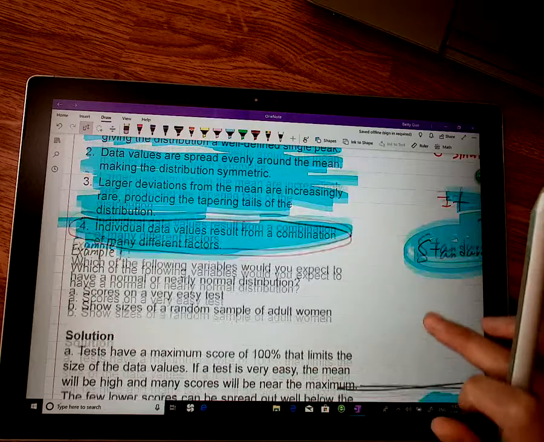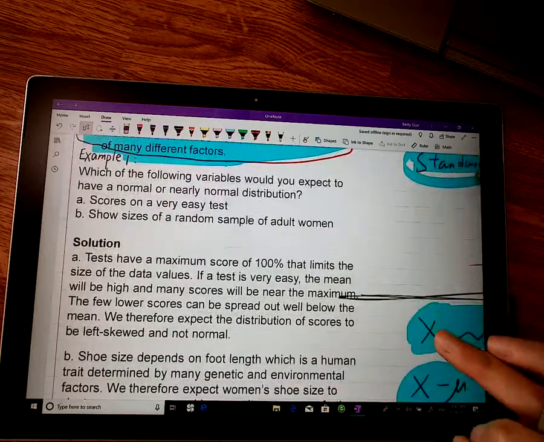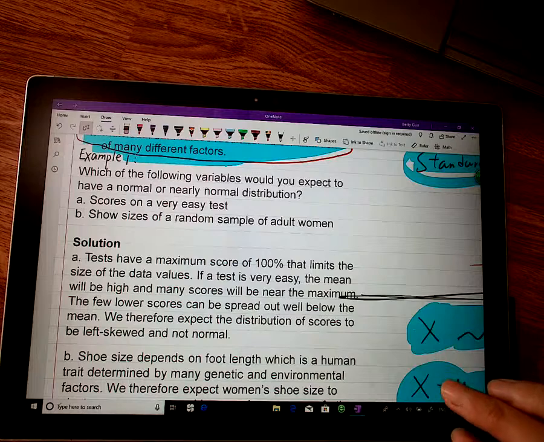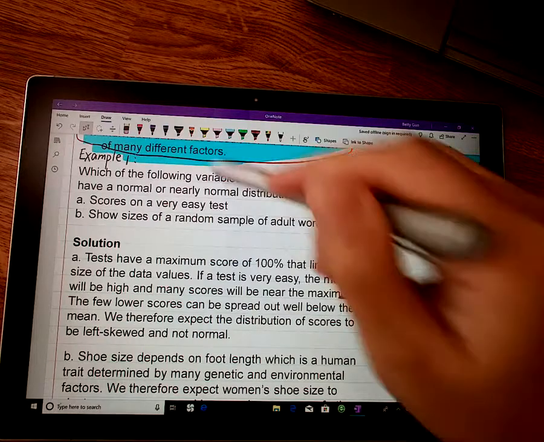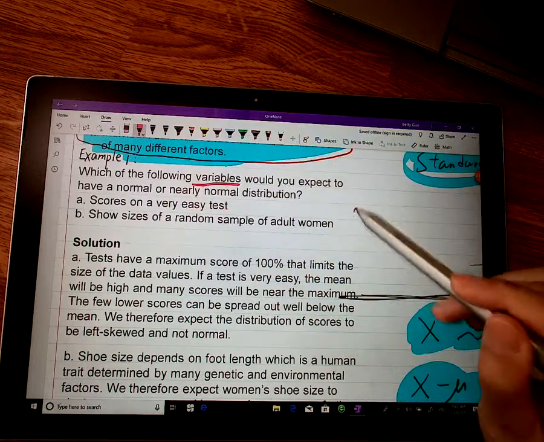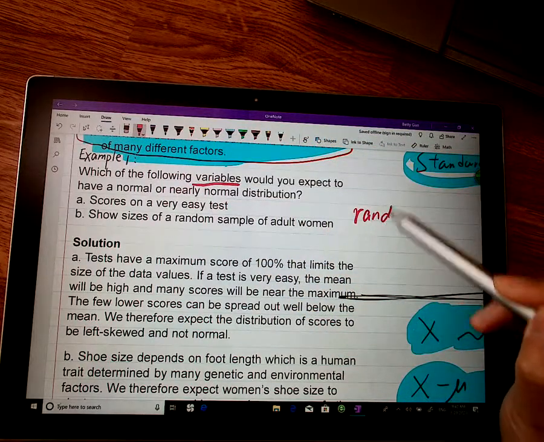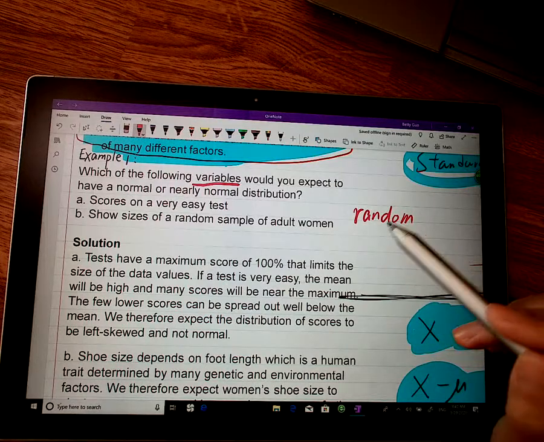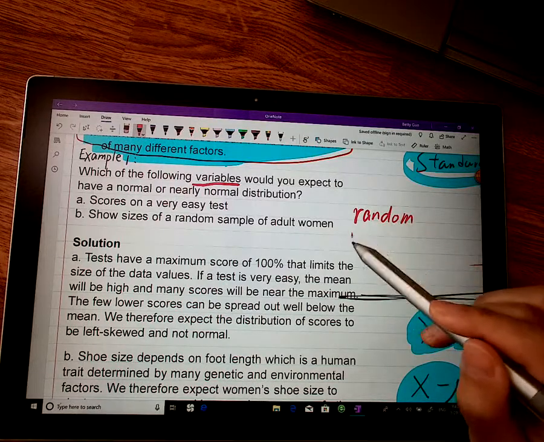Example 1. Which of the following variables would you expect to have a normal or nearly normal distribution? Here we mention variable. Random variable is a basic and important concept in statistics.